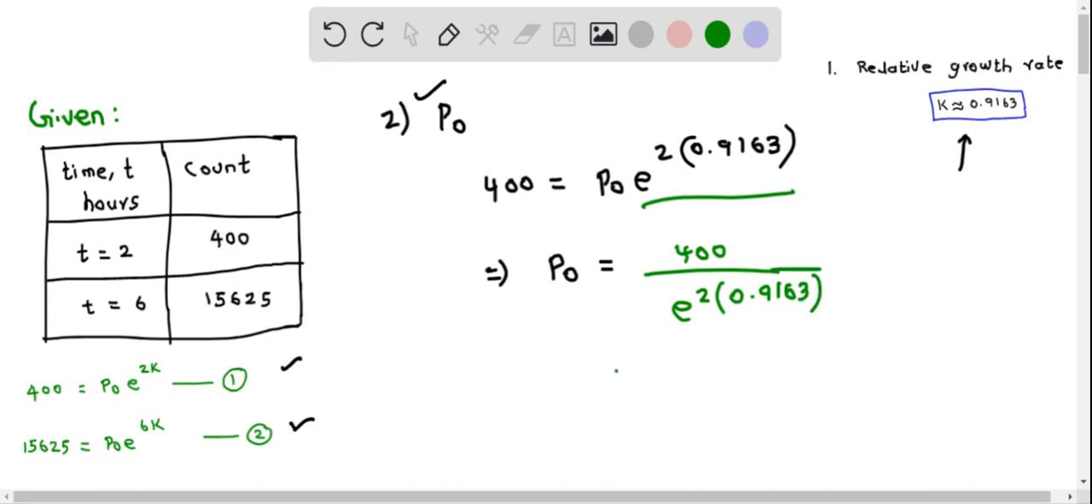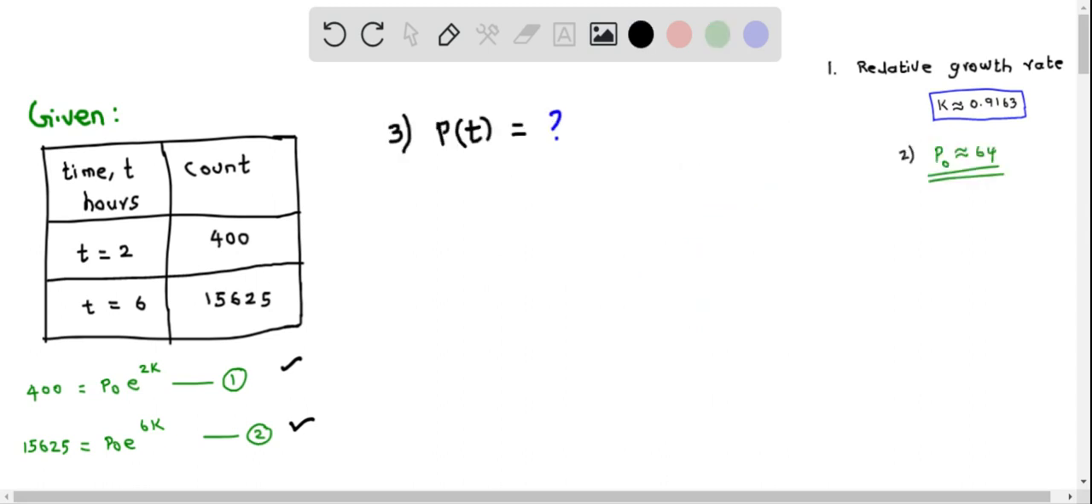We can plug this expression into the calculator, and when we do that, we get the approximate value of P naught, which is approximately equal to 64. So we have determined the initial size of the culture, which is 64.